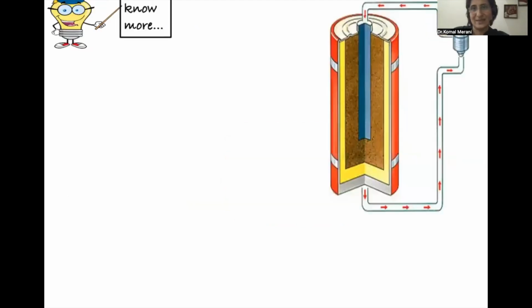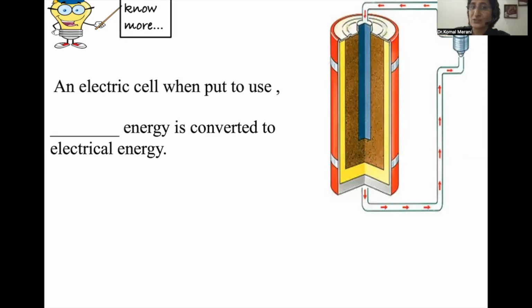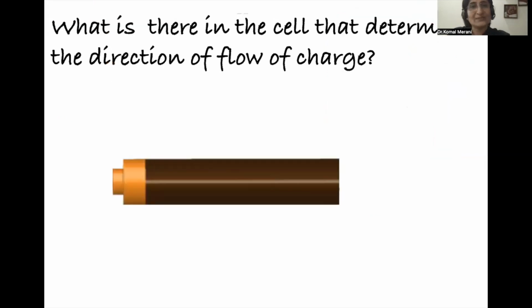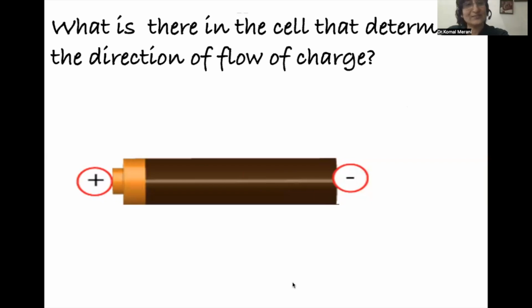Let's know more about this cell now. We know inside the cell there are a lot of chemicals. So when the cell is put into use, which energy would be converted to electrical energy? Definitely chemical energy is converted. Now, what is there in the cell that determines the direction of flow of charge? If you have noticed, there is a plus and a minus sign. Yes, they are the two terminals of the cell, known as anode and cathode.